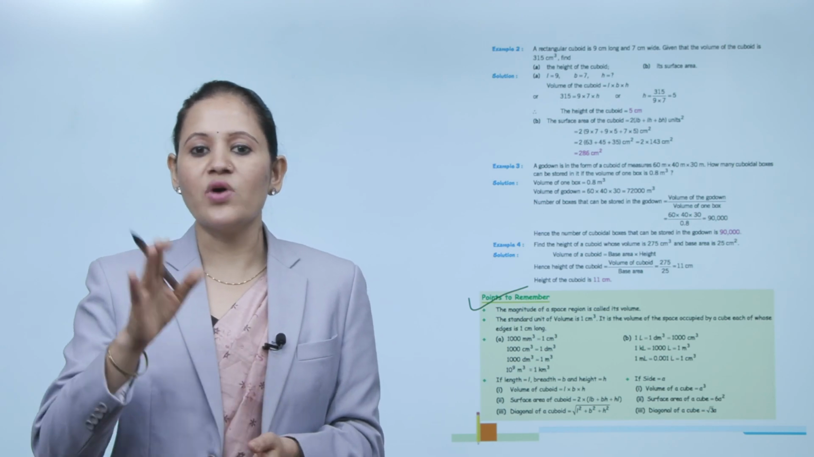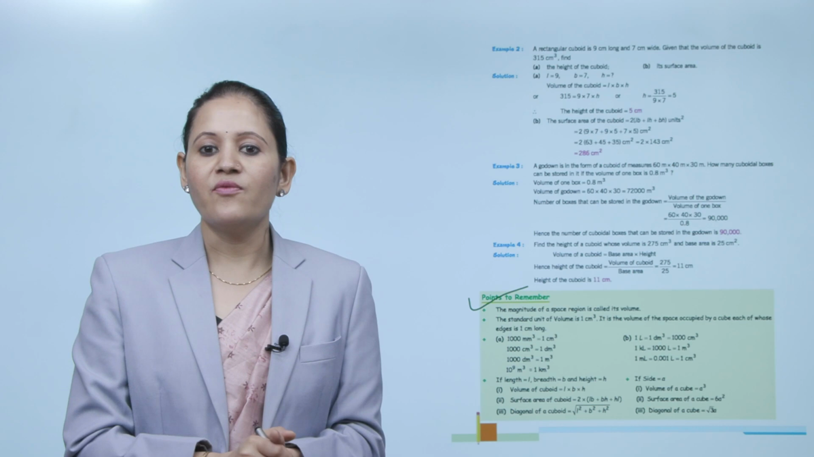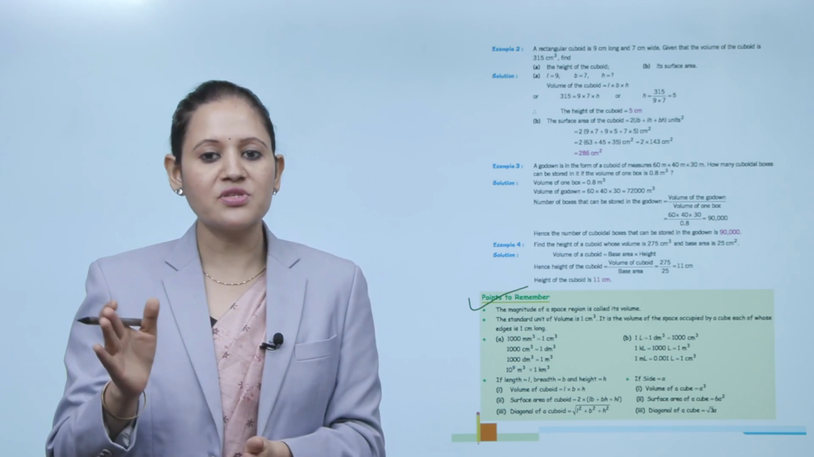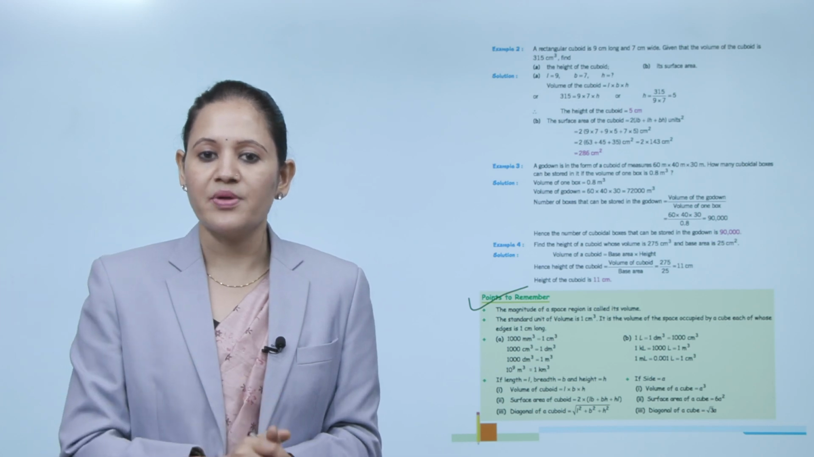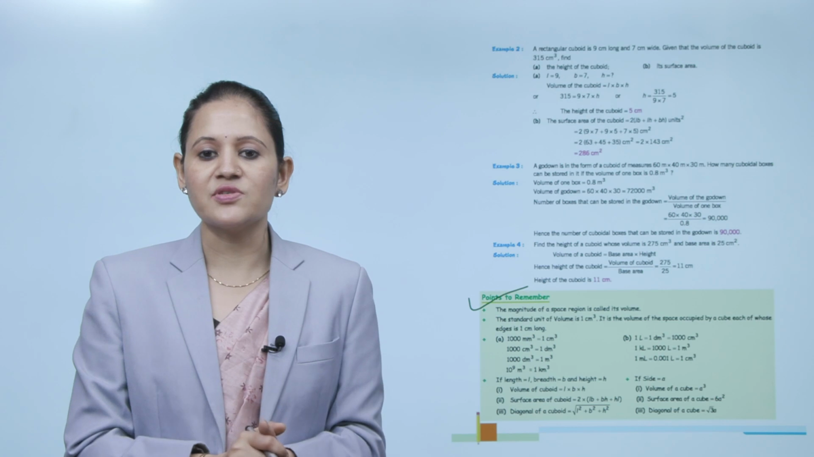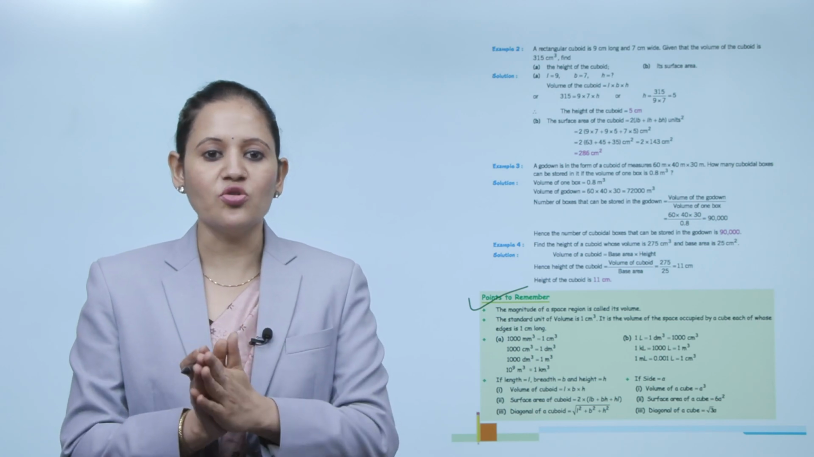1 liter equals 1 decimeter cube, that is 1000 centimeter cube. 1 kiloliter equals 1000 liter, that is equal to 1 meter cube. 1 milliliter equals 0.001 liter, that is equal to 1 centimeter cube.